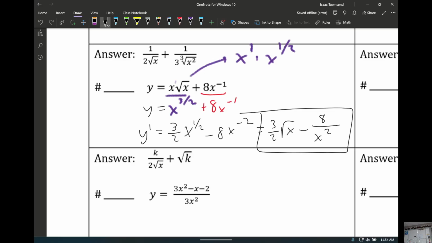Which is typically the case. If everything was always ready to go in the right power rule format, then we wouldn't need to spend more time practicing this.